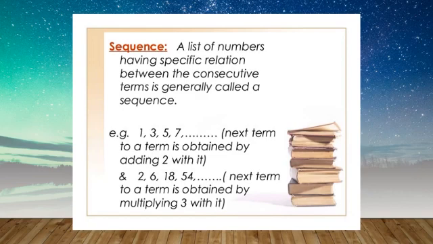Here, if you can see, in each term I am adding 2 so as to get the next term. 1 plus 2 gives us the next term 3. 3 plus 2 gives us the next term 5. Similarly, in the other sequence 2, 6, 18, 54 and so on, if I am multiplying each term with 3, I am getting my next term. 2 into 3 gives us 6, 6 into 3 gives us 18, 18 into 3 gives us 54 and so on. This is called a sequence, and a sequence is governed by a specific rule.